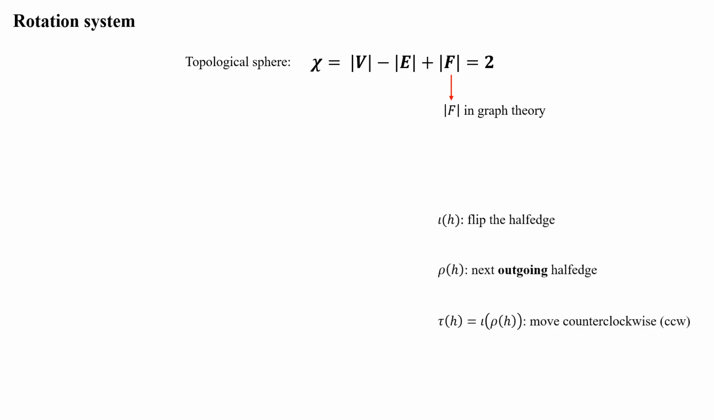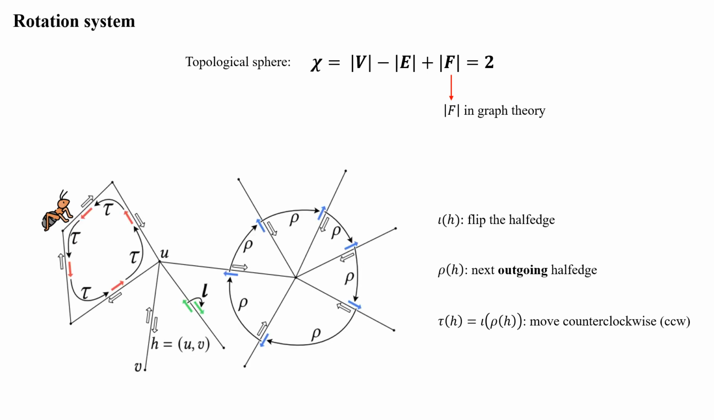It has three operators to traverse all the half edges, or you say the directed edge, in a graph. Imagine a small creature living in the plane, and now a graph shows up. Its three operators will help the small ant to travel every half edge in the graph. Let's move the ant to this edge.